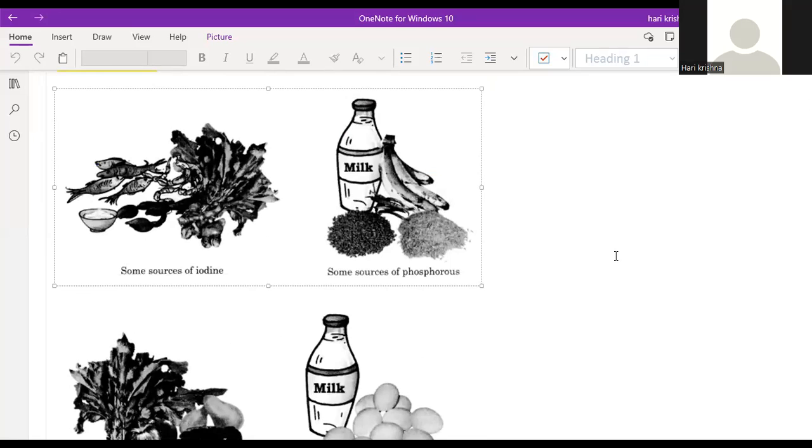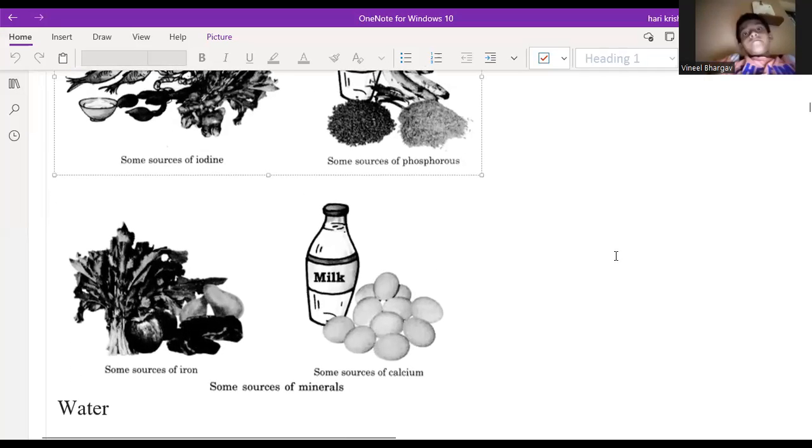Spinach. Beetroot. I think it's not beetroot. We'll see. And next, spinach is the most common source of iodine. These are the things that are there. Next, phosphorus: banana, milk, green chili, brown rice, and some cereals. But they are also dangerous only.